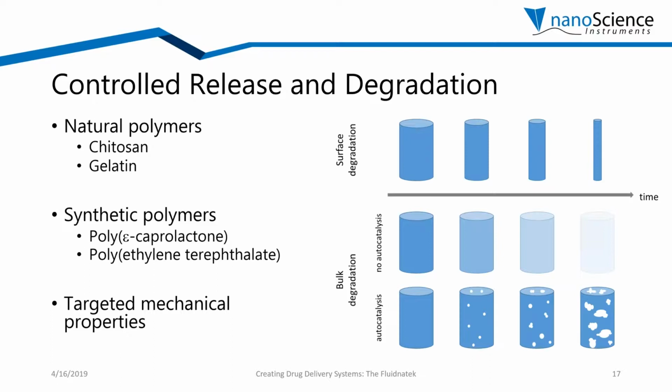So for example, we have surface degradation in which the polymer slowly degrades in the surface and decreases its diameter over time. And then we also have the bulk degradation in which the whole polymer degrades slowly over time, retaining its main structure. Based on all these properties and depending on the location for drug delivery system, targeted mechanical properties can be achieved based on degradation properties.